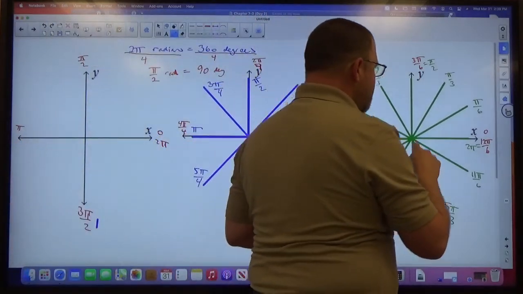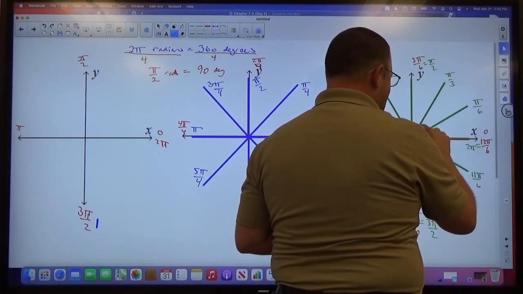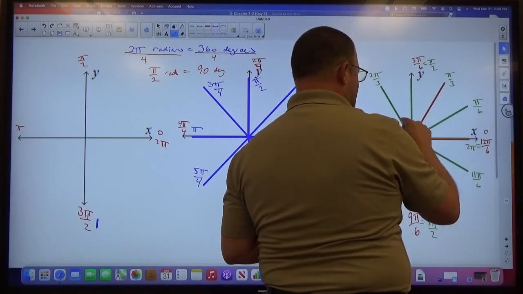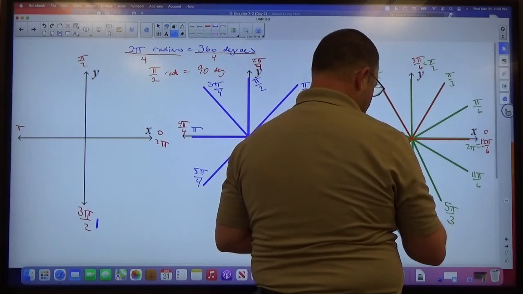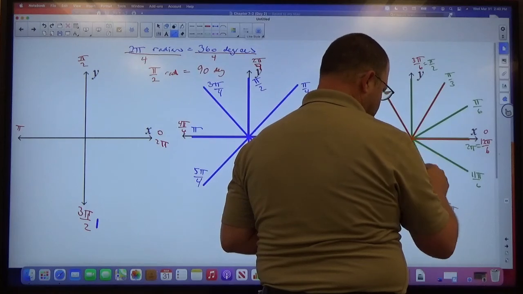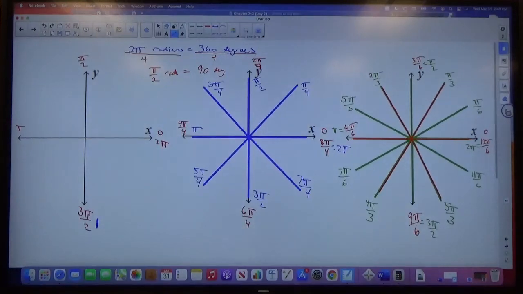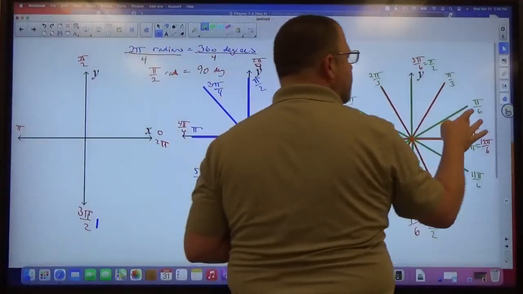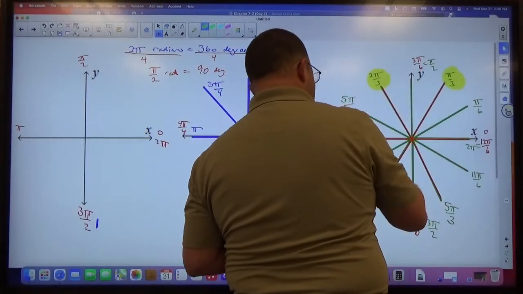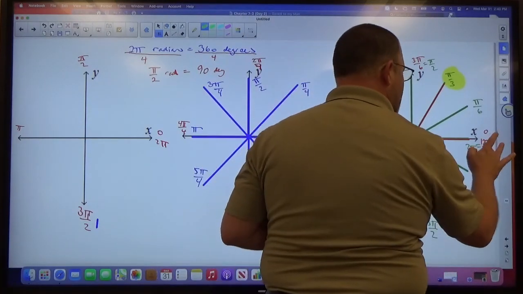All right. Pi over 3, so that's 0, right? Here's 0. Then there's pi over 3. There's 2 pi over 3. There's 3 pi over 3. There's 4 pi over 3. There's 5 pi over 3. And then you have 6 pi over 3. So the red ones are all your pi over 3s. So I'll just highlight. So pi over 3, 2 pi over 3. This is 3 pi over 3, better known as pi. 4 pi over 3, 5 pi over 3, 6 pi over 3.